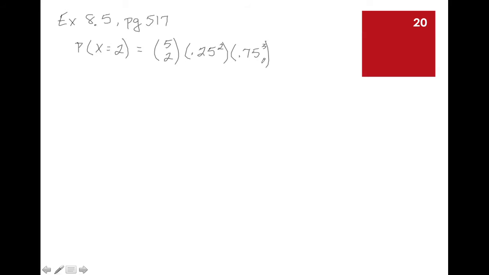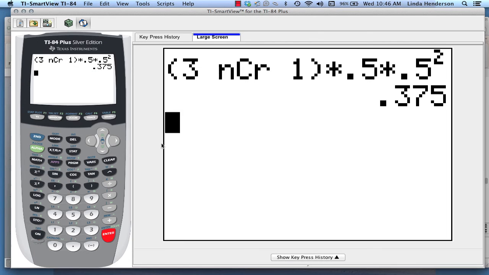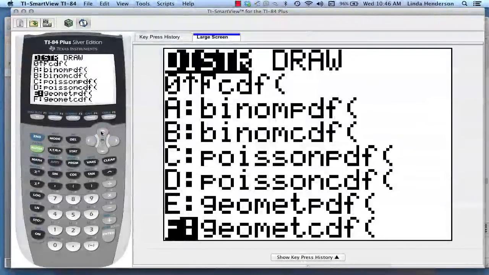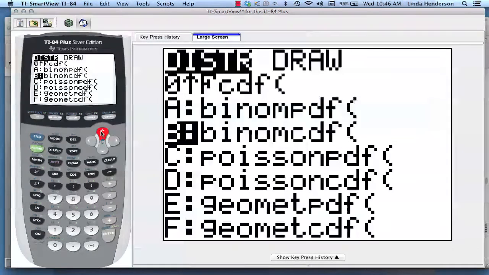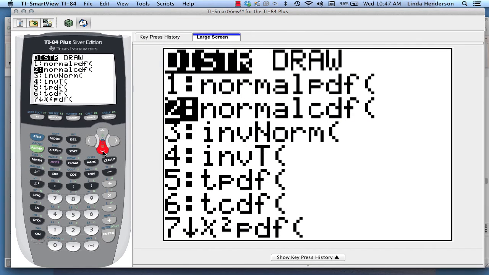So let me switch over to the calculator, and I might lose this writing when I do that, just so you know. Since we're calculating the probability that x equals a number, when we do second vars, this is a binom PDF.